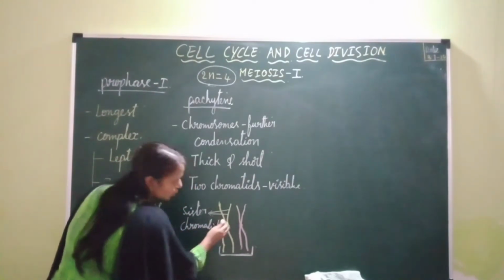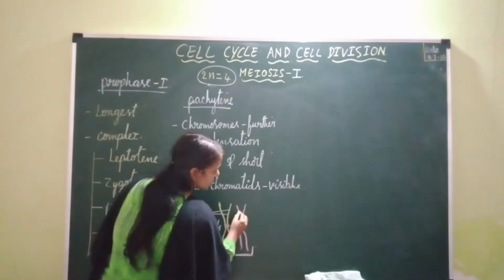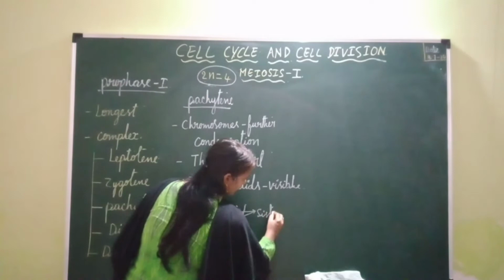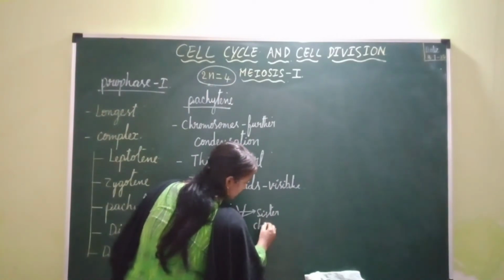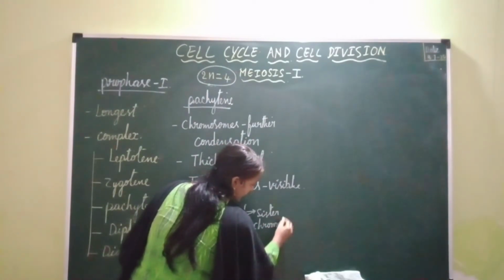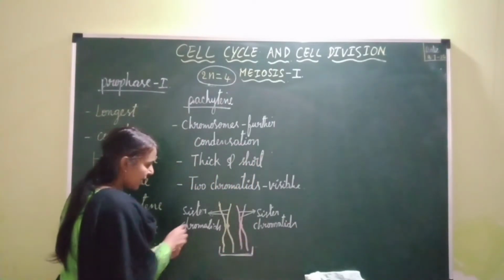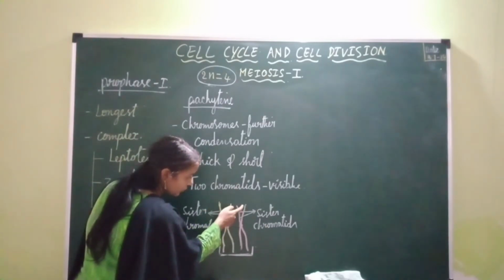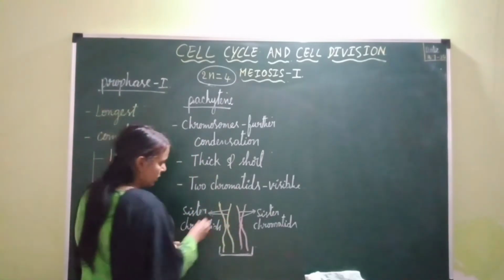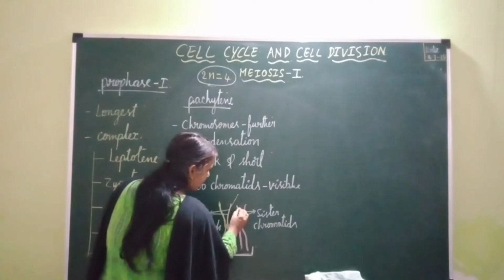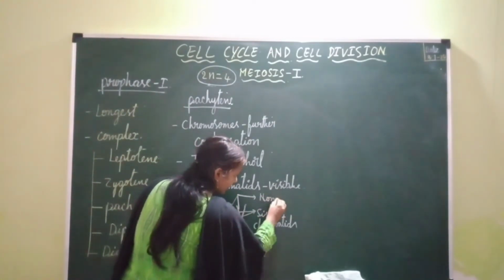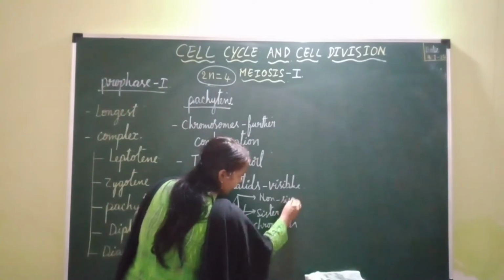And these 2 chromatids of a chromosome are also called sister chromatids. But the chromatid of this chromosome becomes non-sister to the chromatid of this chromosome. So these 2 chromatids are called non-sister chromatids.